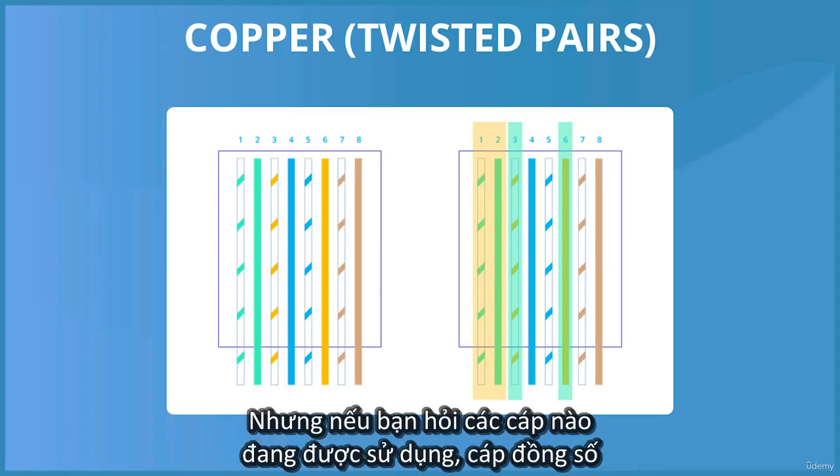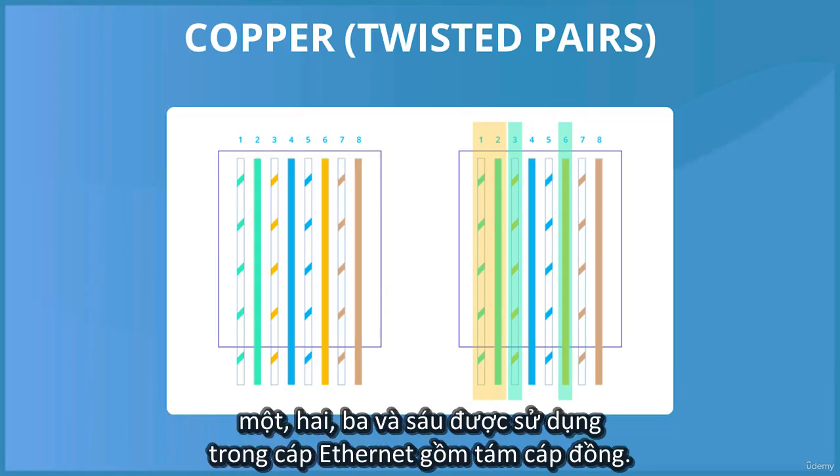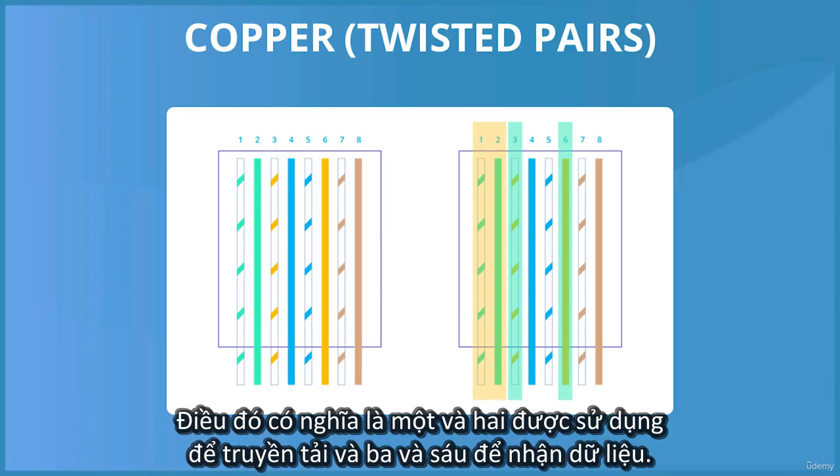But if you ask which cables that we're using, copper cables numbered 1, 2, 3, and 6 are used in Ethernet cable consisting of 8 copper cables. So that means 1 and 2 are used for transmitting and 3 and 6 for receiving data.